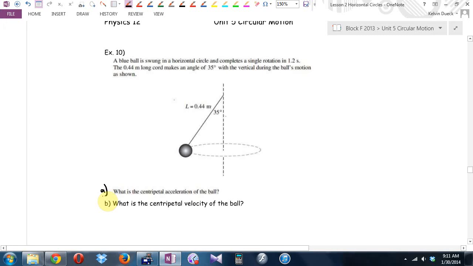Now, we may need to go all free body diagram-ish here. I don't know, but this isn't actually saying find a force. It's saying find what? What is Part A asking for? AC. Centripetal acceleration. You know what? I'm going to start out just writing that equation and see, maybe I have everything I need. Which version of centripetal acceleration do I want to use? The one with a V in it or the one with a T in it? T.